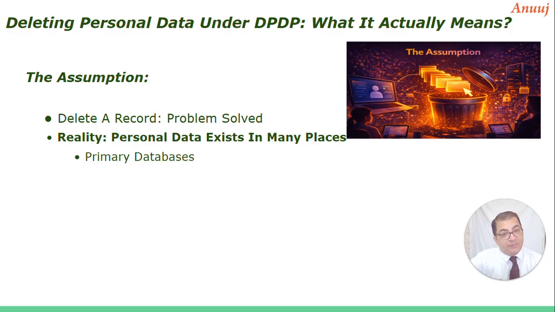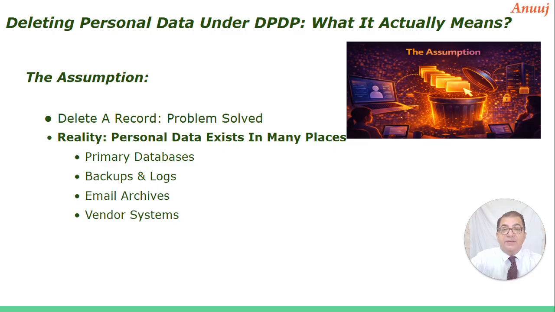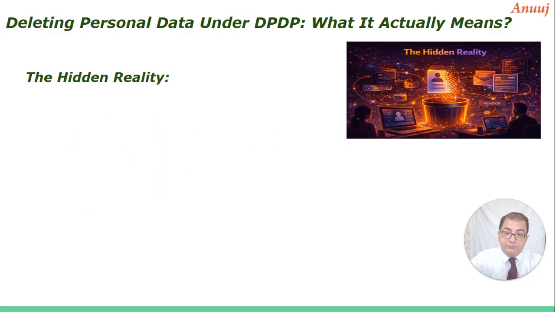It could be there in your primary databases, it could be there in your backups, logs, in email archives, and in your vendor systems also. Two places which are very sensitive: the backups, because they have a retention period, maybe longer, and vendor systems, where you may assume to say that it is out of your control.